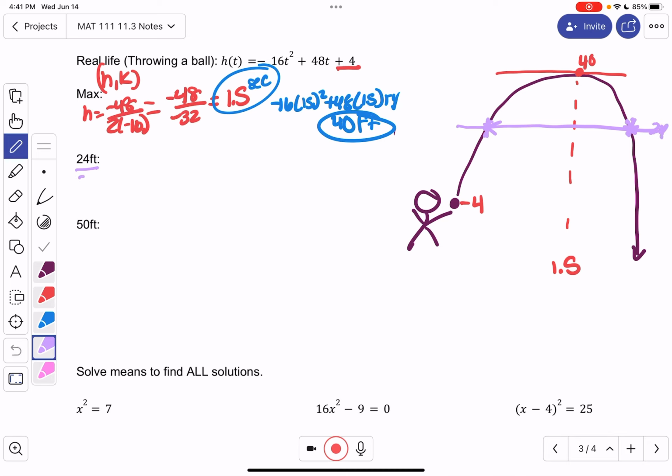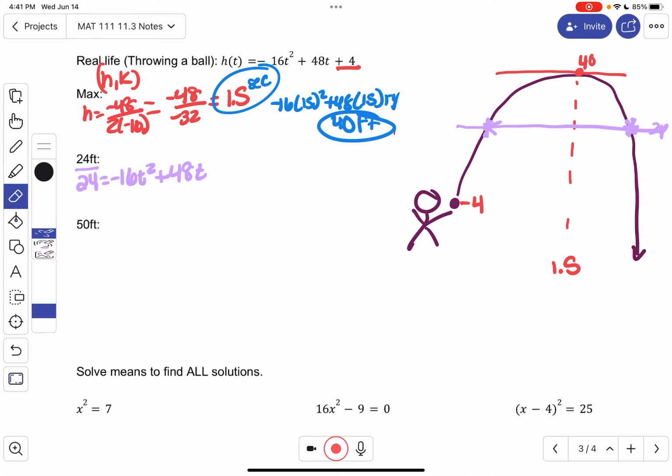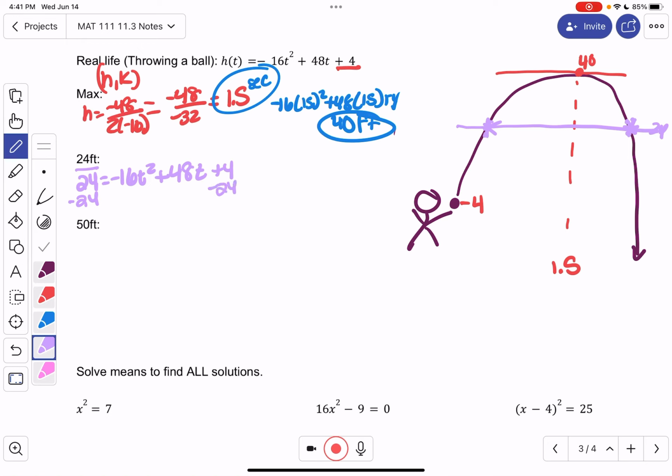So we're going to plug that in for the height. 24 equals negative 16 t squared plus 48t plus 4. To solve a quadratic, we need to make it equal 0. So we subtract 24 from both sides. If I take out a greatest common factor, everything's divisible by negative 4. So I'm left with 4t squared minus 12t plus 5.